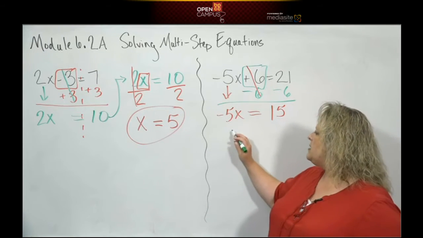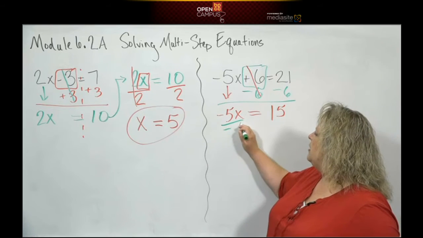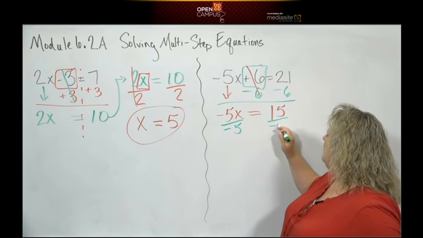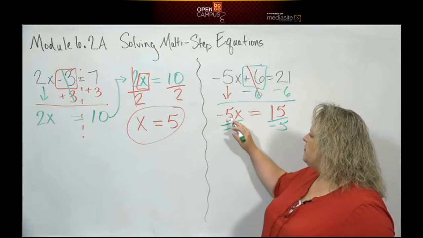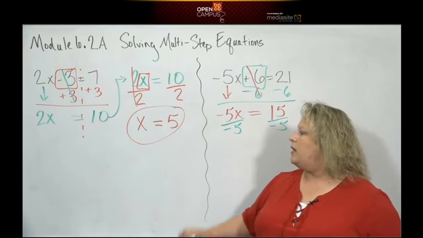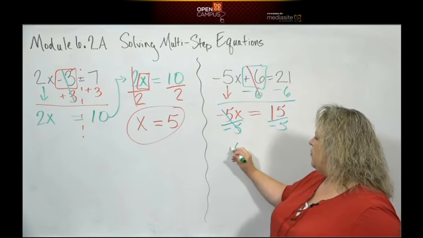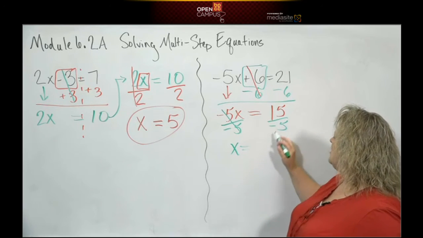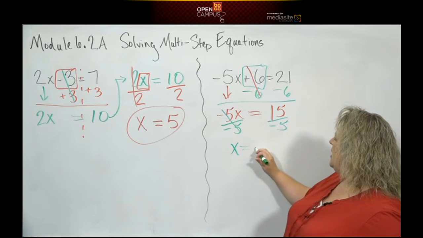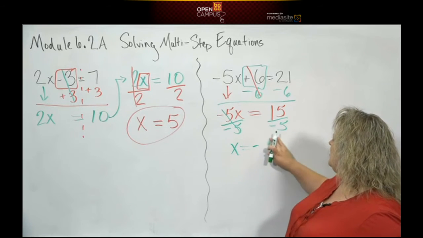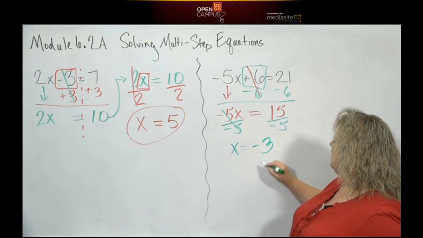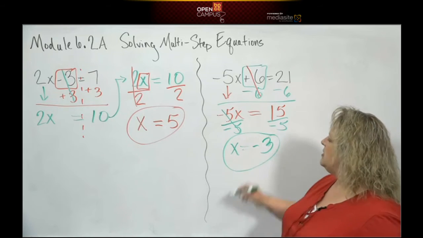All right, so my last step is to do division, and I'm going to divide by negative 5 because that's what's in front of the x. And when I do division, negative divided by negative is a positive, so that's positive 1. x is equal to 15 divided by negative 5, so that would be a negative 3. So my answer to this one is negative 3.